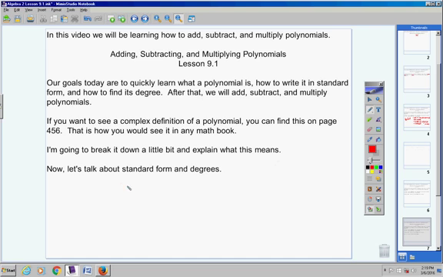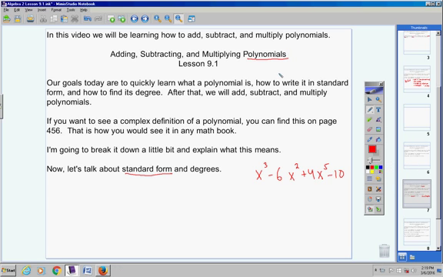Now let's talk about standard form and degrees. It's real important that we do that. Alright, now here is a polynomial expression. Write this down, please. There's a polynomial, okay? First of all, this is not written in standard form. We got to talk about that, okay? So let me show you what I mean when I talk about standard form of a polynomial.